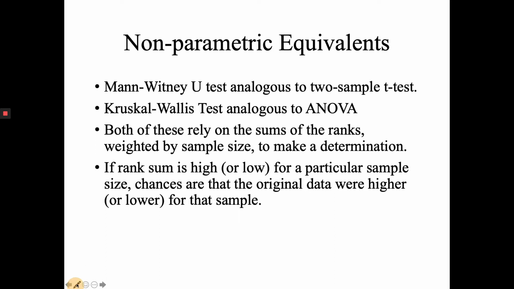So the equivalent non-parametric methods for the methods that we have been using are the Mann-Whitney U-test, which is analogous to a two-sample t-test, and the Kruskal-Wallis test, which is analogous to ANOVA. Both of these rely on the sums of the ranks weighted by the sample size to make a determination as to whether or not these things differ in location. And if the rank sum is high or low for a particular sample size, chances are that the original data were higher or lower for that sample.